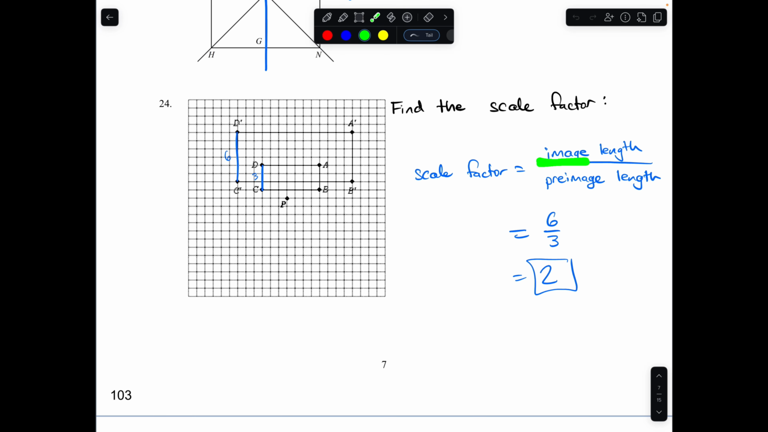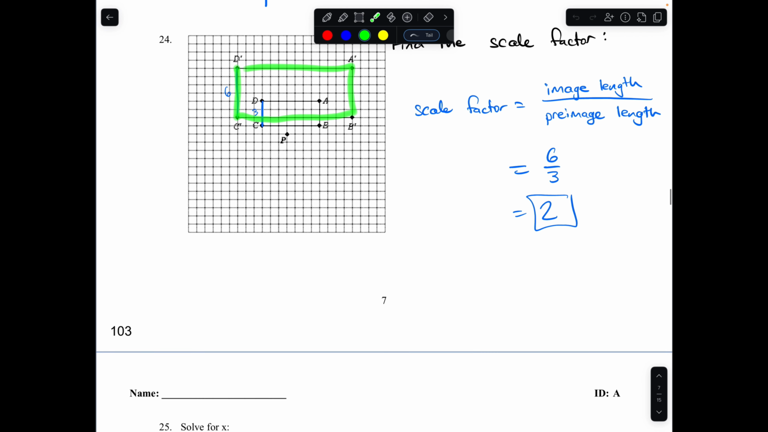The image is our after shape, so it's labeled with primes. So A prime, B prime, C prime, D prime has a corresponding length from D prime to C prime of 6. So 6 needs to be in the numerator, and when we reduce this fraction, we get 2. So our scale factor is 2. We multiplied all the lengths in the pre-image by 2 to get the lengths in the image.